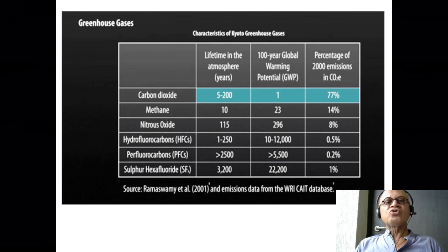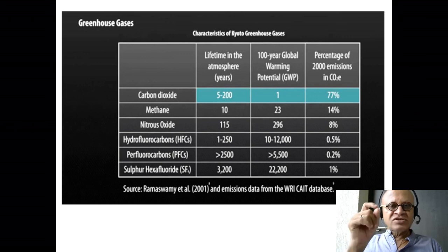So at least try to carry forward the important concept that greenhouse gases, molecular structure is important, their concentration is important, but their residence time and their global warming potential together determine how harmful they are to the environment in terms of causing global warming. Important concepts.